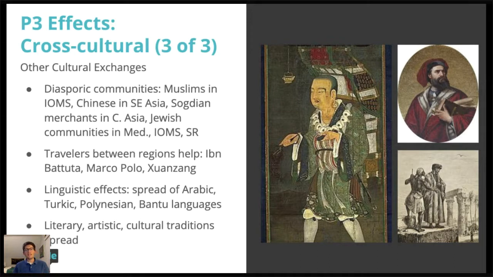There are other cultural effects, linguistic effects, the spread of Arabic, Turkic languages, Polynesian, Bantu languages, and certainly the spread of literary and artistic traditions. All of these things are spreading along with those goods, whether it be rice or silk or tea or coffee or gold or ivory or furs, whatever it might be. Other things are moving as well. And that's really what is important about trade in time period 3, at least causes and effects. So that's time period 3.